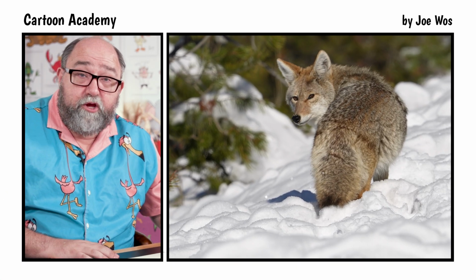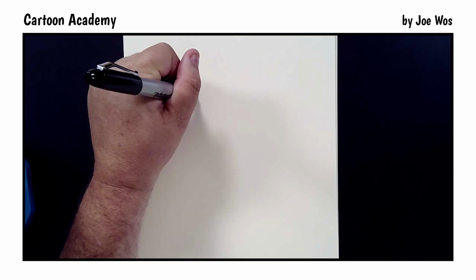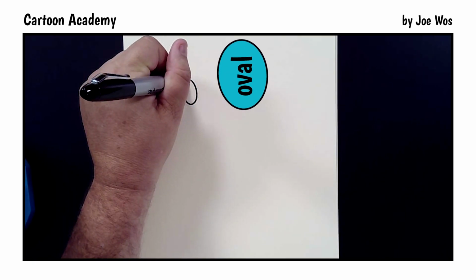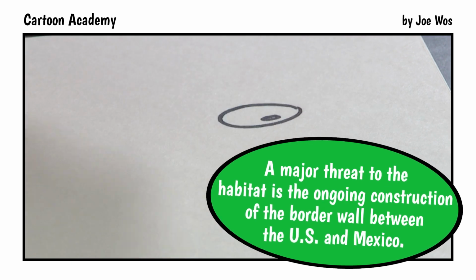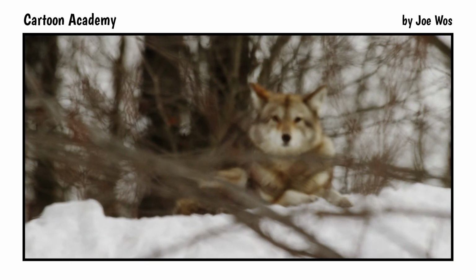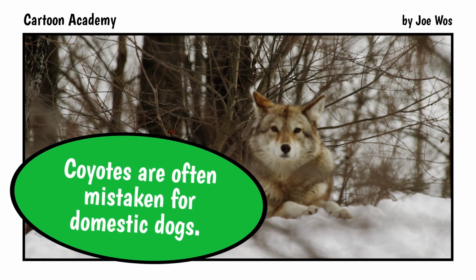We're going to begin with our coyote, starting with the eye. A simple oval shape. Add the pupil. And an eyebrow.